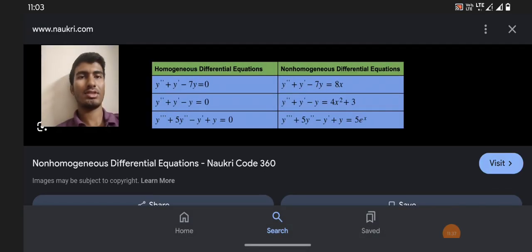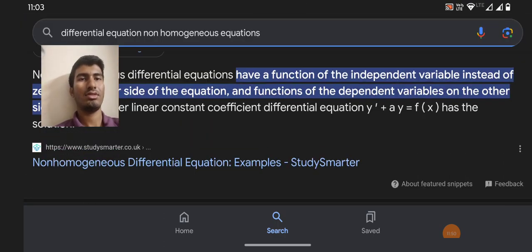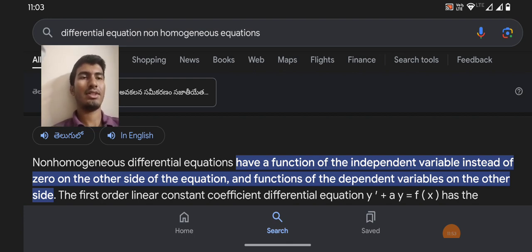Just like this, homogeneous differential equations and non-homogeneous differential equations can be used. A non-homogeneous equation has a function of the independent variable instead of 0 on the other side of the equation. That means having a function of independent variables instead of a 0, with the independent variable on the left hand side and a function on the right hand side.